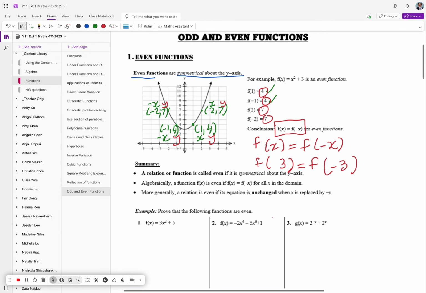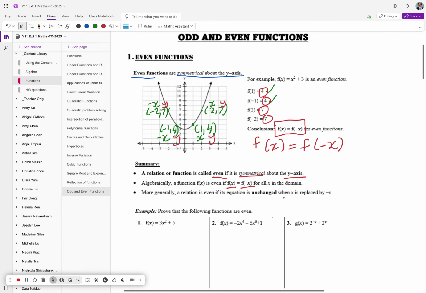Okay, so what are some key points? A relation or function is called even if there is symmetry about the y-axis. What else? Graphically it's symmetrical about the y-axis, but algebraically f of x is equal to f of minus x. So if you can show that that is true for a function, then you can say that it's definitely even. Then more generally, a relation is even if its equation is unchanged when x is replaced by minus x.